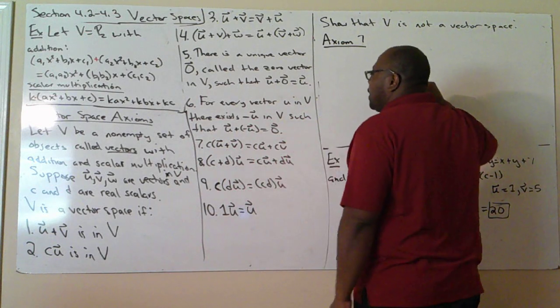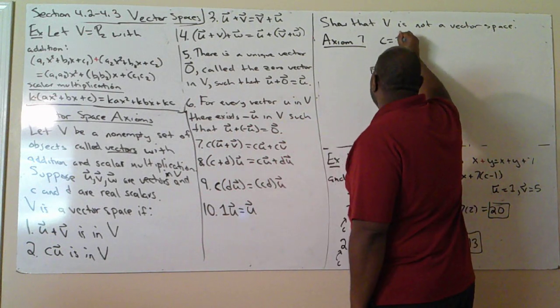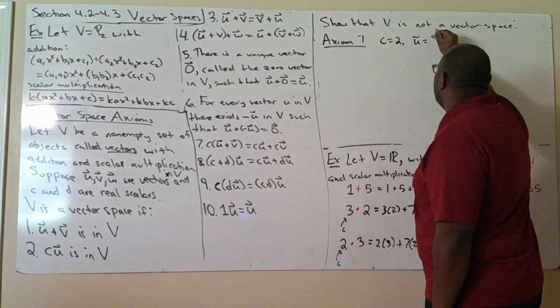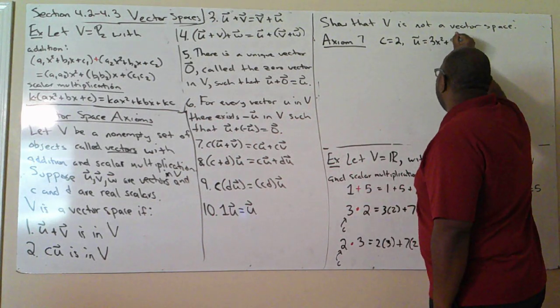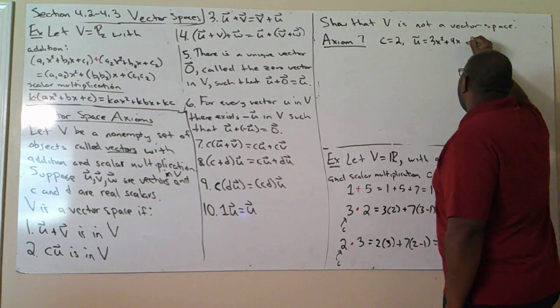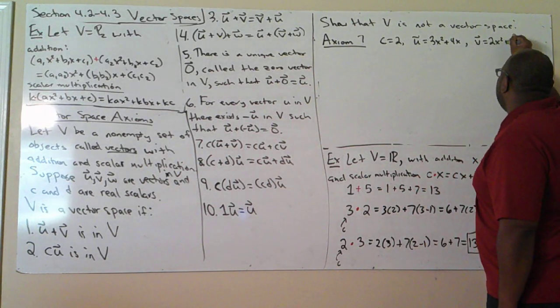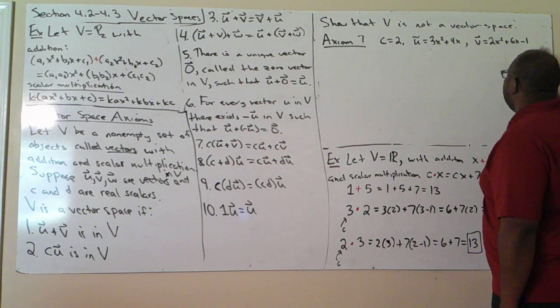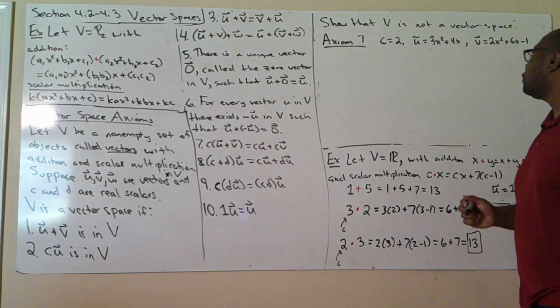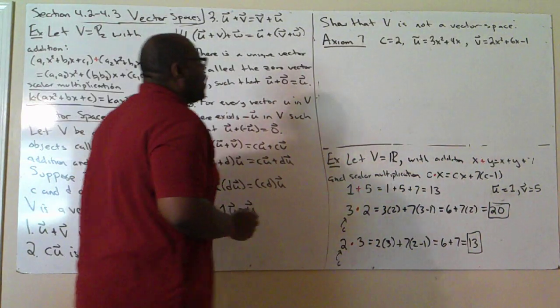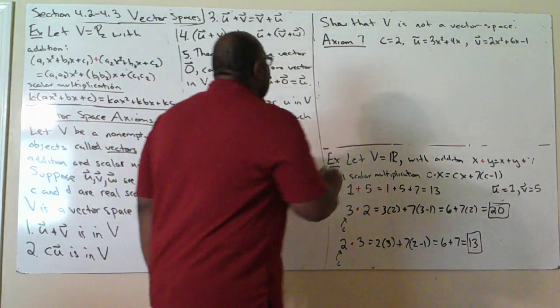Okay. So let's pick a c here. I'll let my c be 2. I'll let u be something simple, 3x squared plus 4x. And I'll let v equal 2x squared plus 6x minus 1. So let's look at c times the quantity u plus v.